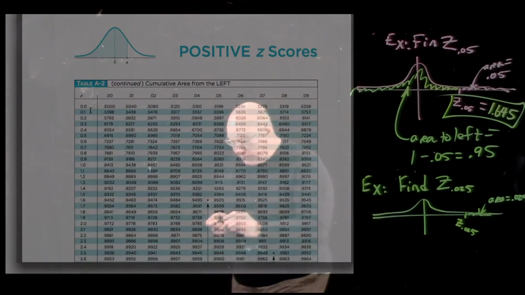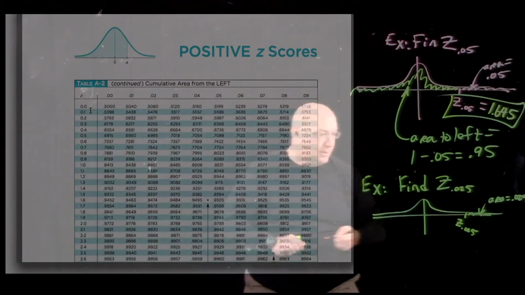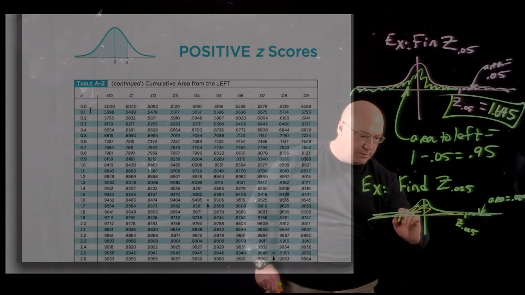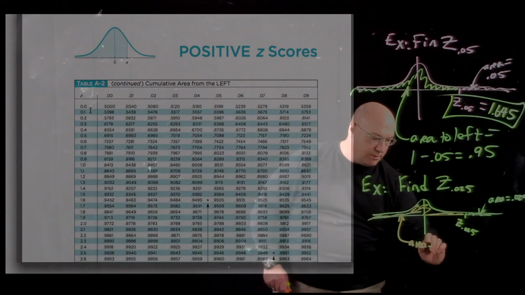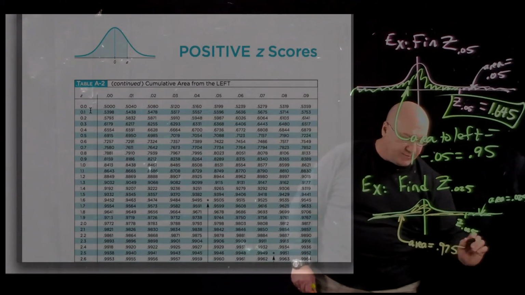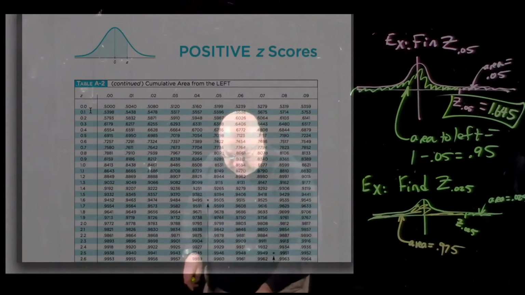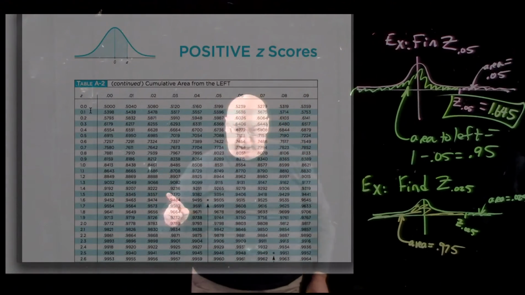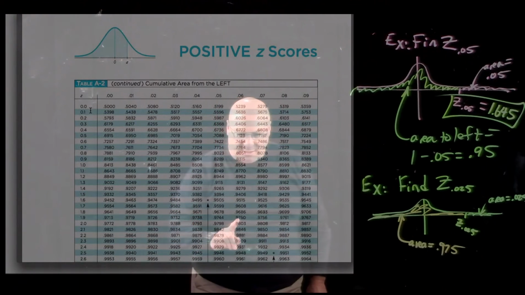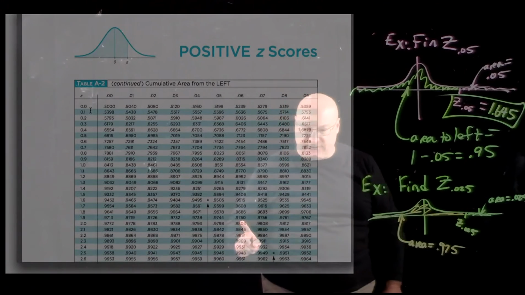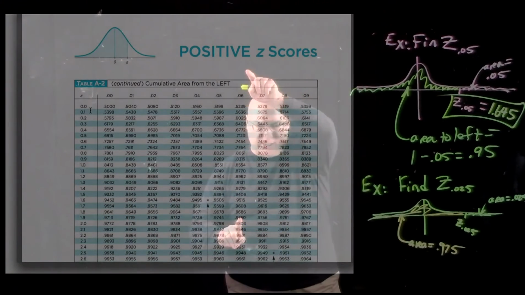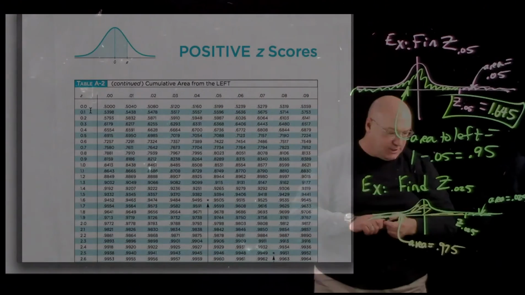What am I going to do? I'm going to look up this area. And you should be able to get that that's 0.975, right? And once again, I look at my chart, and how close can I get to 0.975? And I think we hit it on the button, 0.9750. So there's one where we happen to actually hit, and it's 1.96.